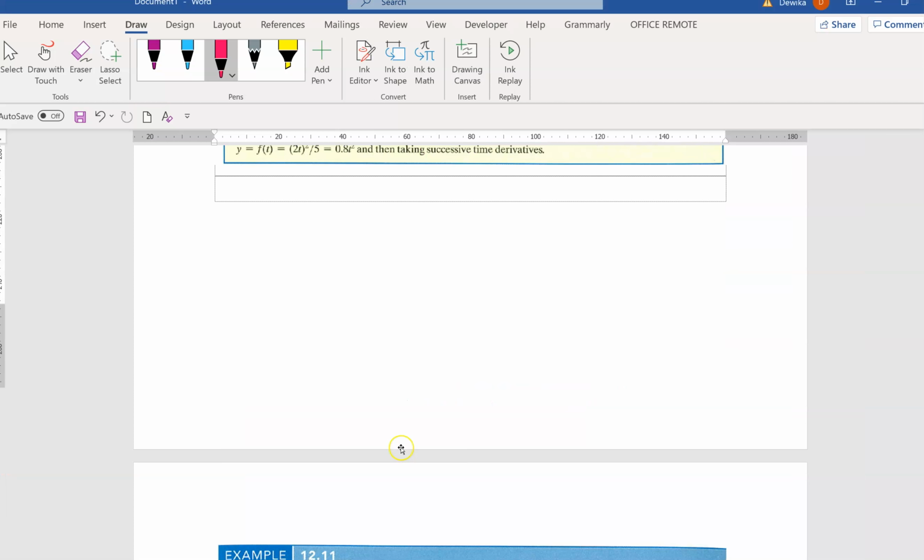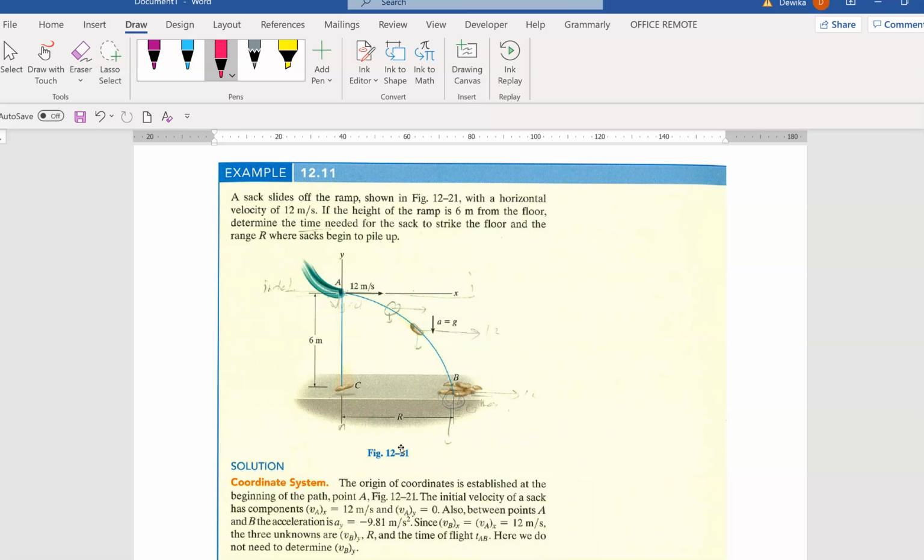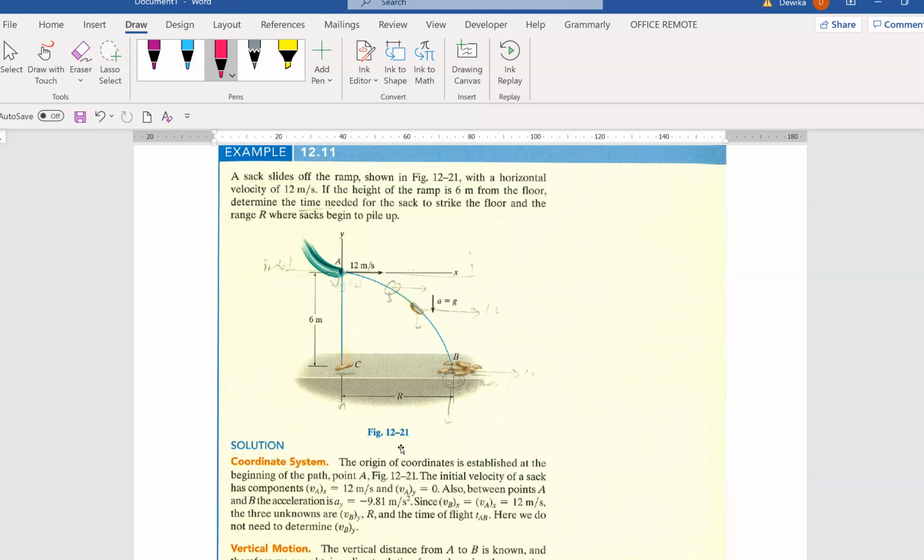This is an example from your textbook, example 12.11, from page 43. So what we have here, a sack slides off the ramp with a horizontal velocity of 12. So what does horizontal velocity say? If it's 12 here, it's 12 everywhere, because it doesn't have an acceleration, right? So it means vx is 12.